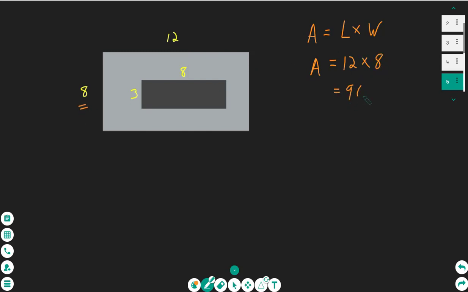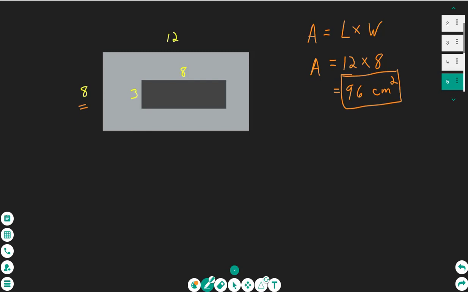Which is 96, and we'll just say this is all in centimeters squared. All right, so we'll box that as our temporary solution. That's the area of everything. But I don't want the area of this dark gray added into this. So let's first find the area of the dark rectangle.